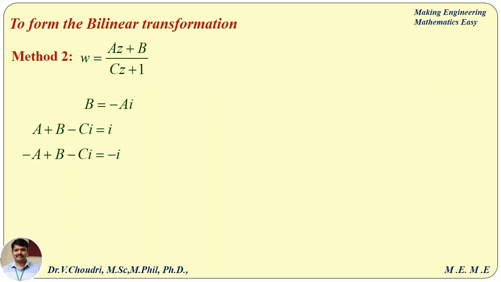Now, we collect all the equations separately. Take these two equations for the simplification. Adding these two, a and −a will be cancelled, and i and −i will be cancelled. Therefore, 2b − 2ci equal to 0. Now, b equal to ci.